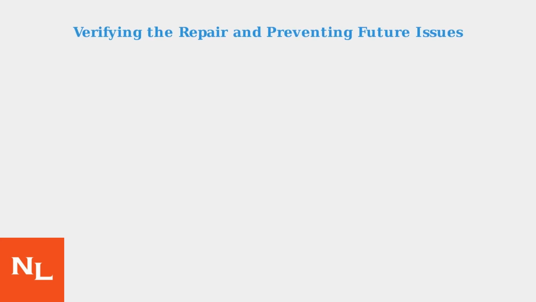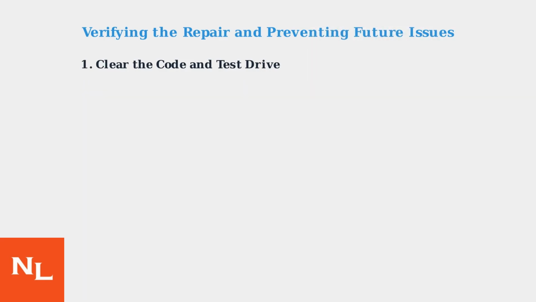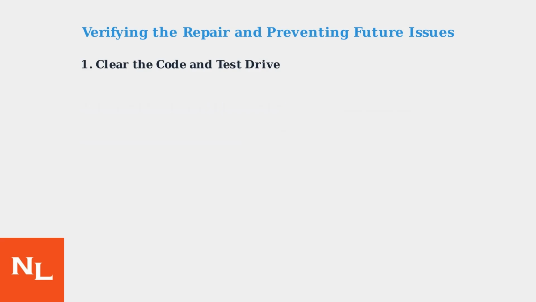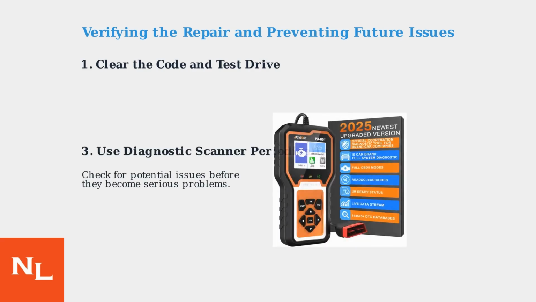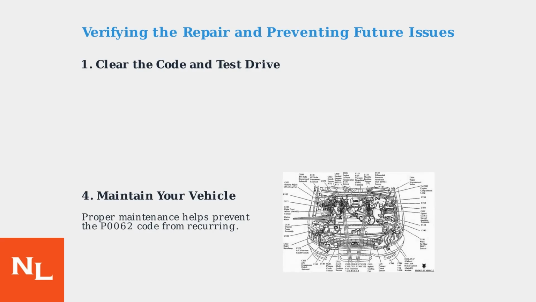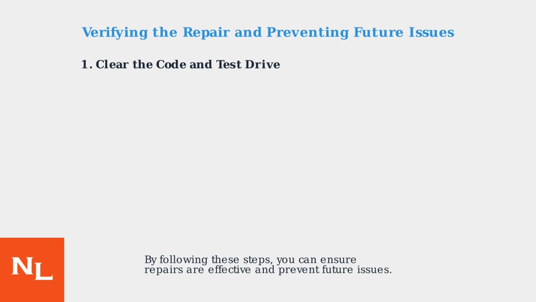After making repairs, clear the P0062 code using a scan tool and perform a test drive to ensure the code does not return. Regularly inspect your vehicle's wiring and connectors, especially in areas prone to corrosion. Consider using a diagnostic scanner periodically to check for potential issues before they escalate. Keeping your vehicle properly maintained can help prevent the P0062 code from recurring. This completes our guide to diagnosing and repairing the P0062 code.